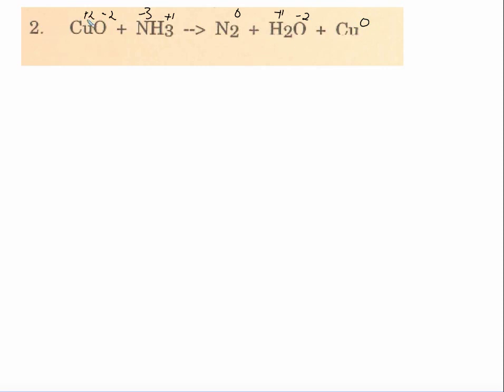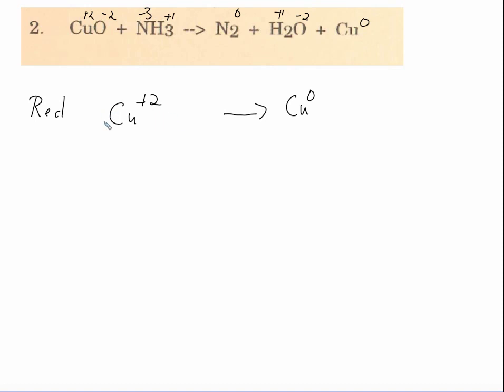That's -2. Copper is 0. Okay, I see copper goes from +2 to 0. That's going to be the reduction. See, copper is +2. It goes to 0. Its oxidation number is going down. It's being reduced. All right.